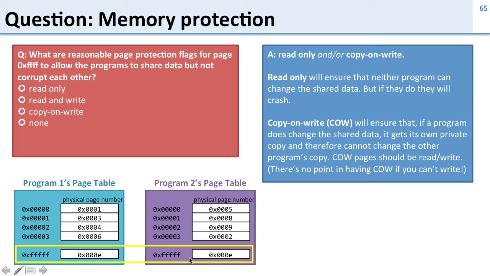So if these pages were copy on write, and program 2 went to write to this page, the operating system would copy the page first, and then give it its own physical page number here so that it didn't write to the physical page that program 1 was looking at.